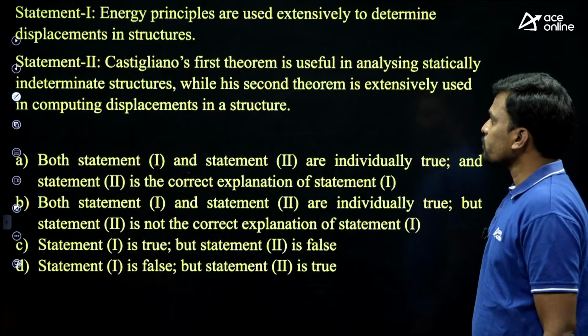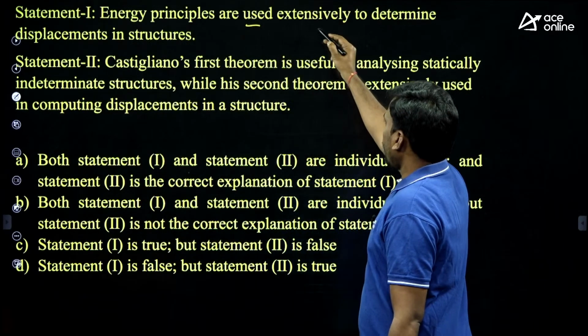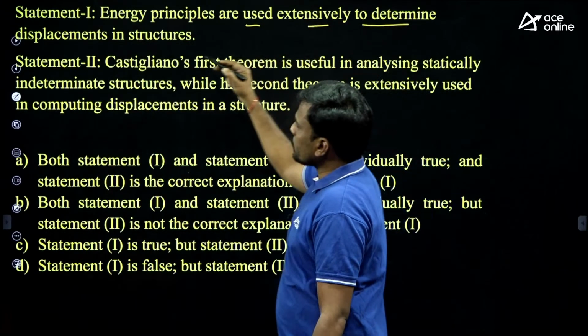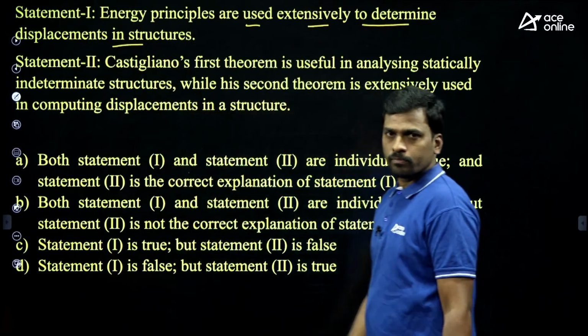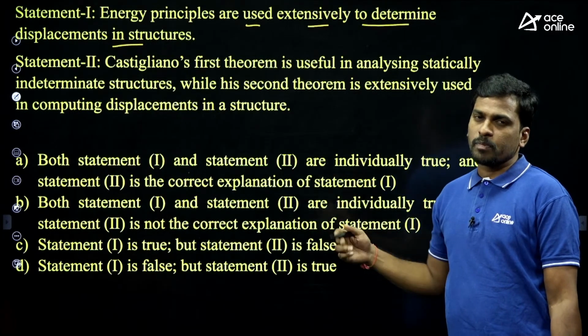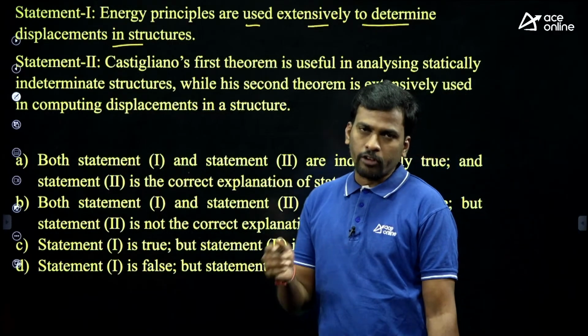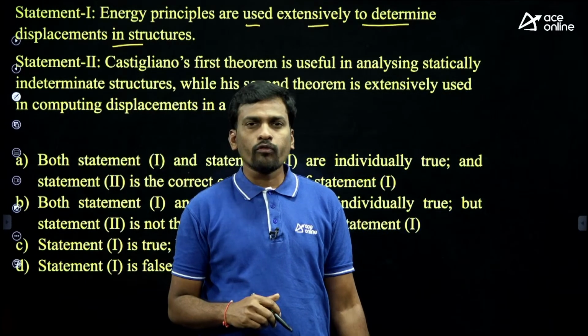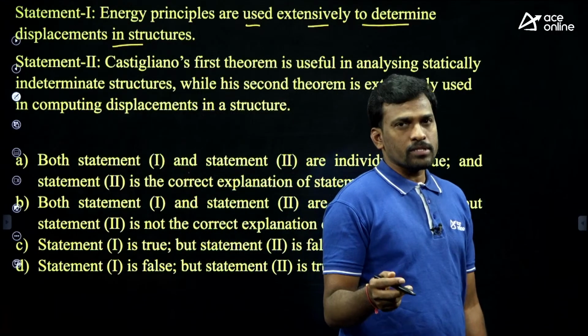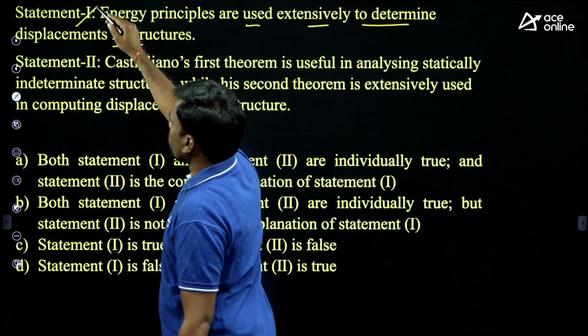Next, statement 1, statement 2. Statement 1: energy principles are used extensively to determine the displacement in the structure. Yes. So in the energy principle chapter, we find the displacement of structures only, right? In strength of materials, you find the deflection of beams. But in structural analysis, you find the displacement of frames, rigid jointed frames and pin jointed frames. Okay. So statement 1 is correct.